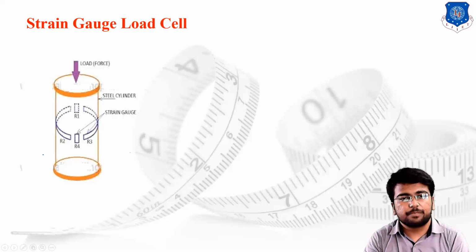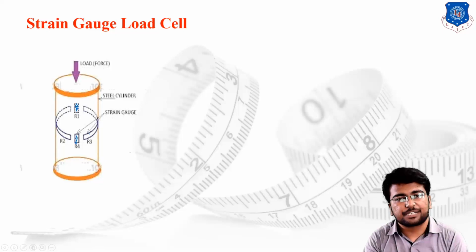A cylinder has been provided. Over the cylinder we have four resistances. The resistance, let's say R1, is attached over here, then R2 will cover half of the cylindrical periphery, then R4, then R3, which is also covering almost half of the periphery of the cylindrical section. The cylinder is made up of steel material.